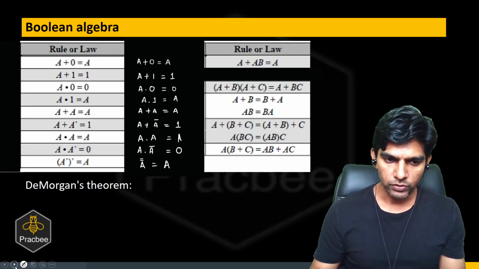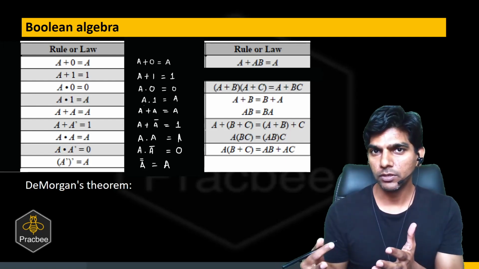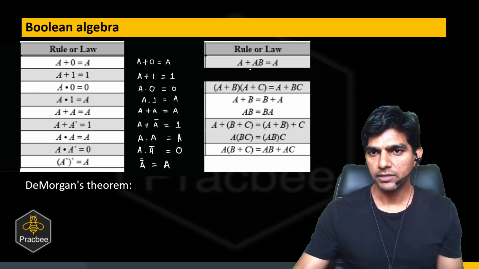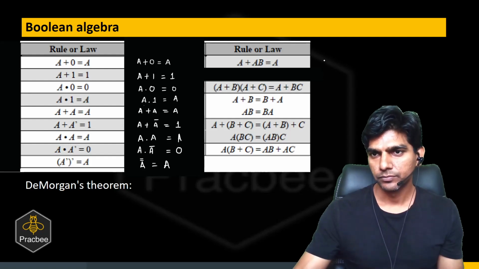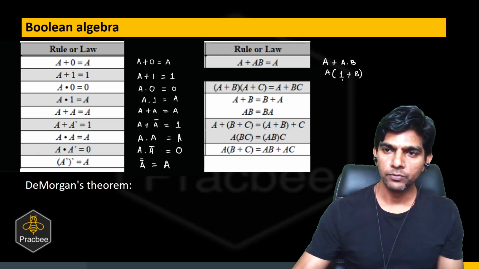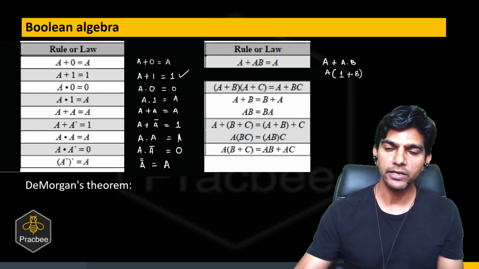These rules you have to remember, because with the help of Boolean algebra, we can solve logic gate problems in seconds, right? Now, apart from this, there are other rules. Let us see this one. A plus AB, A plus A dot B. This can be written as A times 1 plus B, if I take A as common. Can you see this rule? 1 plus B is 1. So A times 1 is A. So you will get A.